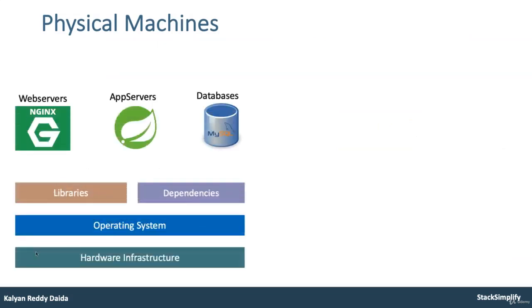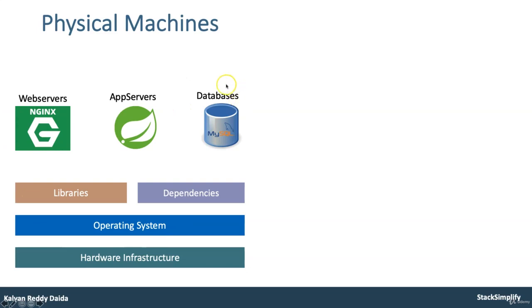Moving on, let's see how a physical machine looks when we install the application. We have hardware infrastructure, operating system, libraries, and dependencies installed on that operating system, and we have deployed the web servers, app servers, and then databases on that physical machine.